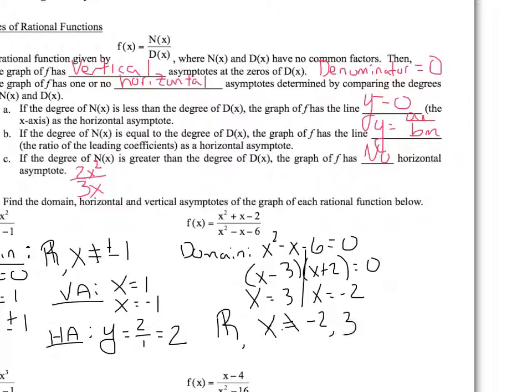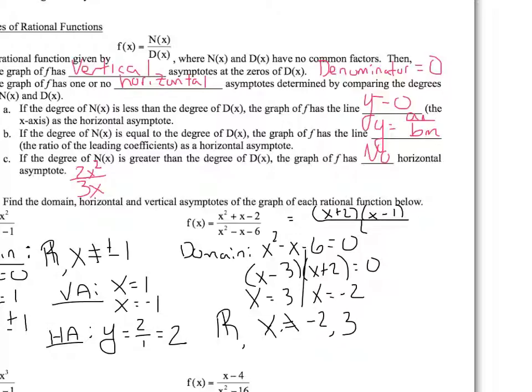Negative 2 and 3. For my vertical asymptotes, what I have to be careful of is that there are no common factors. Okay, right now I have to factor this and cross off anything common that I have at this point. x squared plus x minus 2 factors to x plus 2, x minus 1.